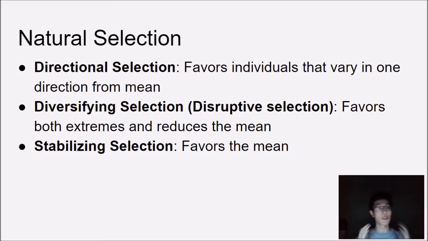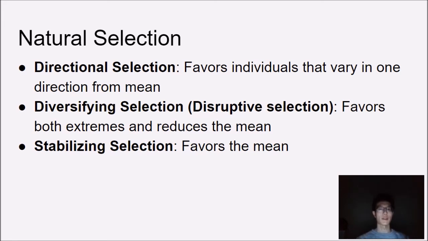So the first one is directional selection. Now, directional selection is the favoring of individuals that vary in one direction from the mean. So you have the mean over here, and you're favoring individuals at one extreme or the other extreme. That's directional selection. The other one is diversifying selection.